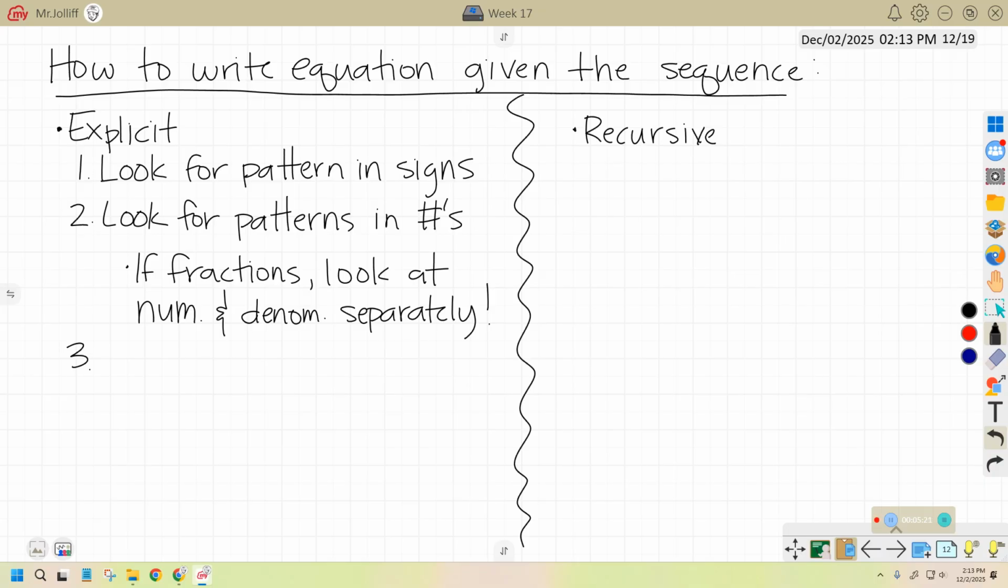So the next step is going to feel a little weird. We're going to guess at an equation. I don't know if it's right or not. I'm going to use the patterns and try and build one. Based on my patterns, I'm going to try and build an equation. And then I'm going to test that equation by finding the first couple terms of the sequence.